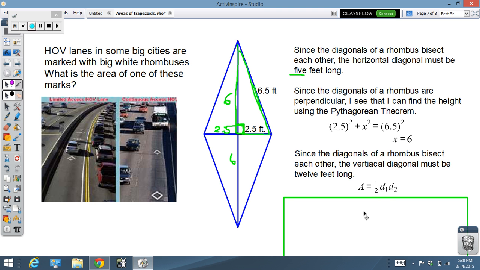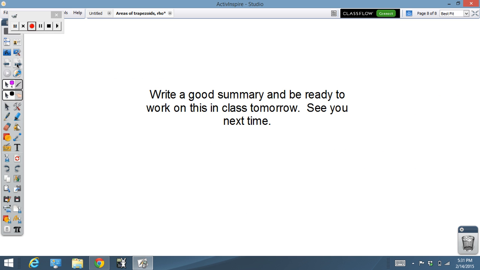Now we plug it into our formula. 1/2 times 12 times 5. The area of this is 30 square feet. That's all I got. Talk to y'all later.